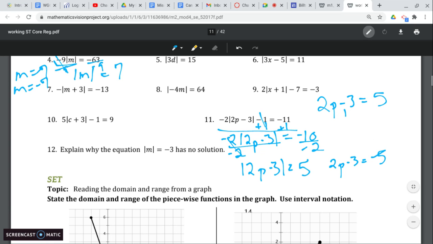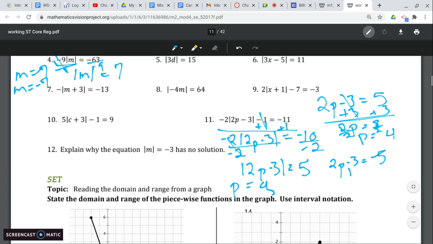So we're going to add 3 over. Add 3. So we have 2p equals 8. Divide by 2. So p equals 4. So there's one solution: p equals 4.